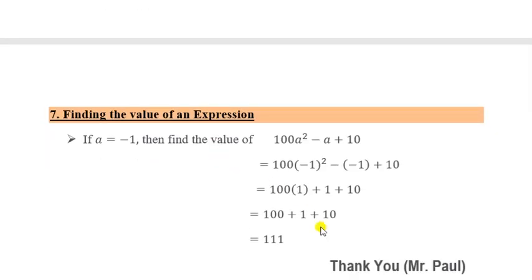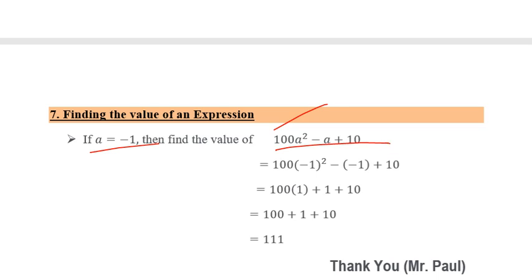Now next, see here, finding the value of an expression. Suppose one expression will be given and the value of the given variable will be given. See, it is written the value of a is minus 1 and you have to find out the value of this expression. So we have to put the value in the given expression in the place of a.